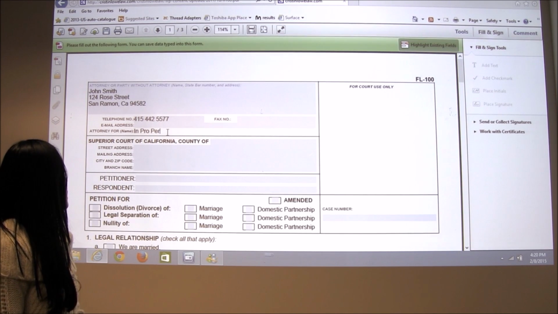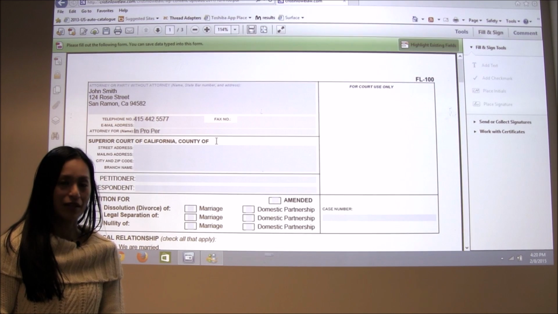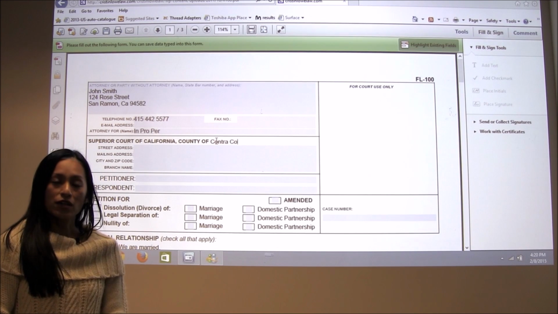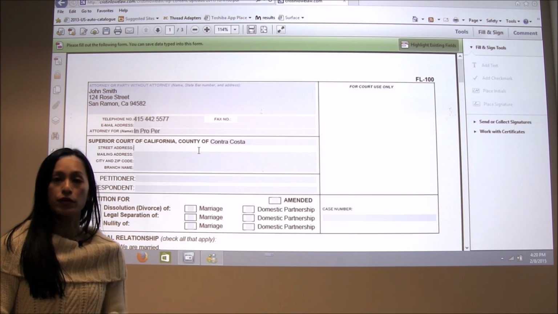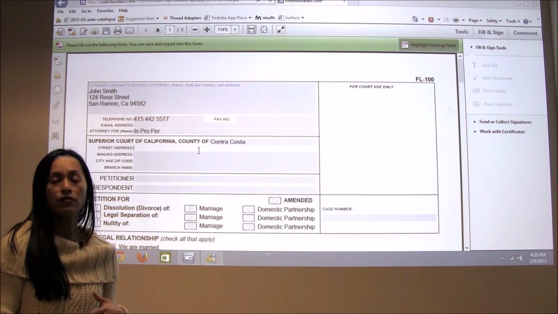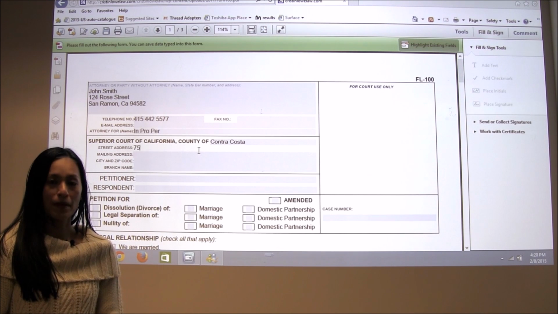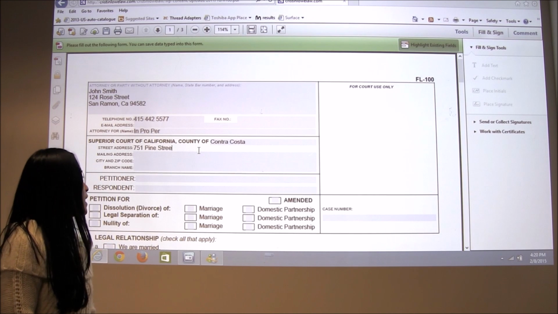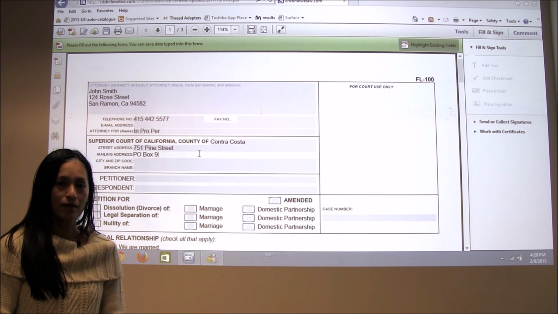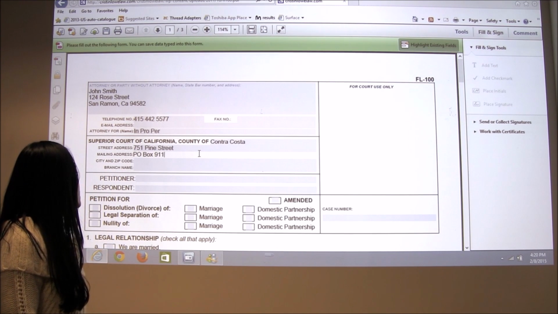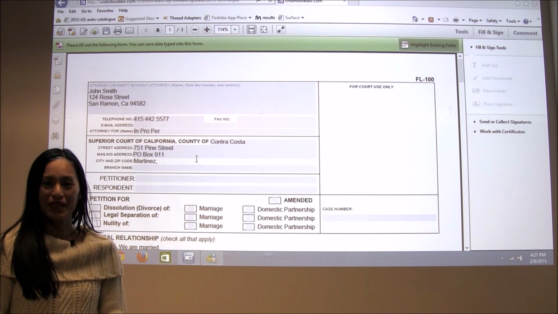Okay, so we are now in the Court of California, County of, and because John lives in San Ramon, he is filing in Contra Costa County. Contra Costa County right now only has one family law division, and that's located in Martinez. So all of your filings, whether you live in Danville or Alamo or Richmond, everything's going to be going to Martinez. The street address there is 751 Pine Street. The mailing address is a little bit different. It's P.O. Box 911. As I said before, we're only in Martinez, so the city is Martinez, and of course the state is California.